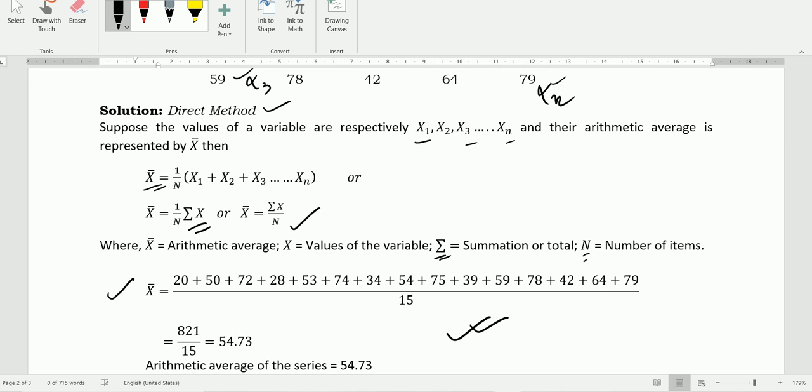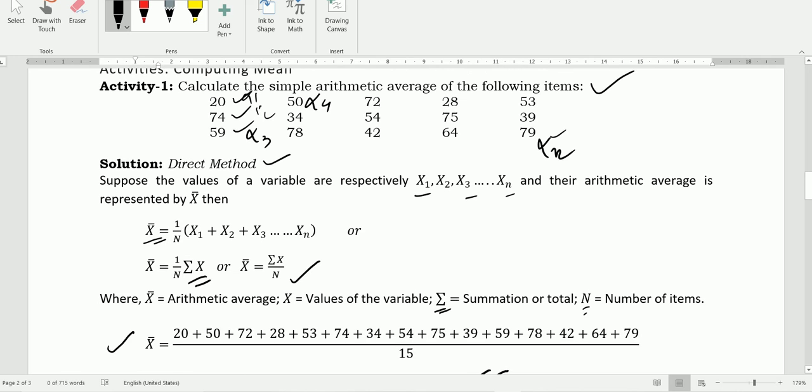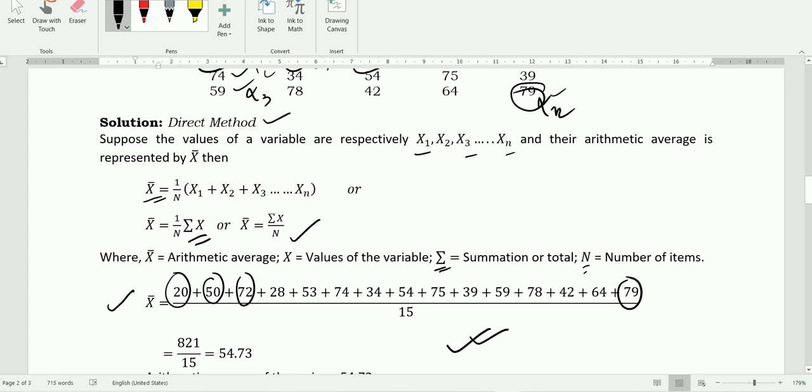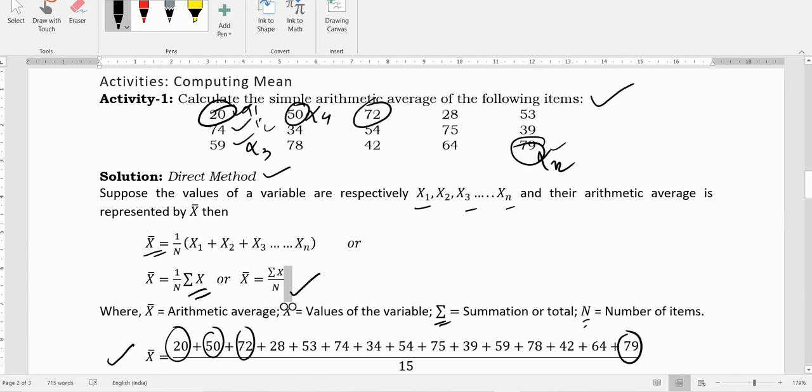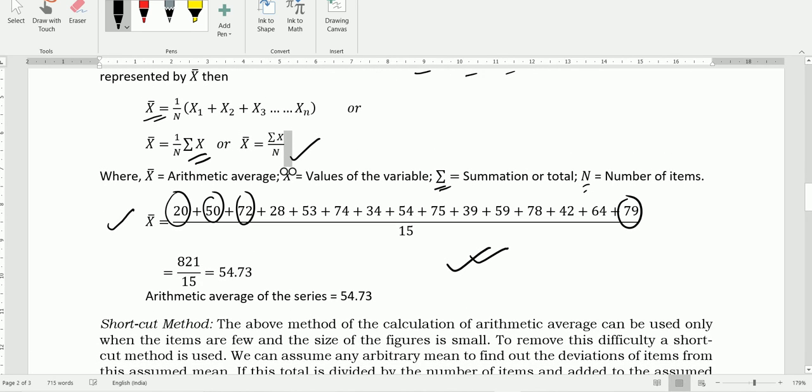So mean is equal to: you have to add all the values. For example, 20 is here, then we have 50. In this way, we add all these values up to this 79, and divide by the number of items, that is 15. You may count it: 1, 2, 3, 4, 5, 6, 7, 8, 9, 10, 11, 12, 13, 14, 15. So we divide by 15. If you add all these values, we get 821 divided by the number of items 15. So we have got 54.73. This is the arithmetic average of the series.